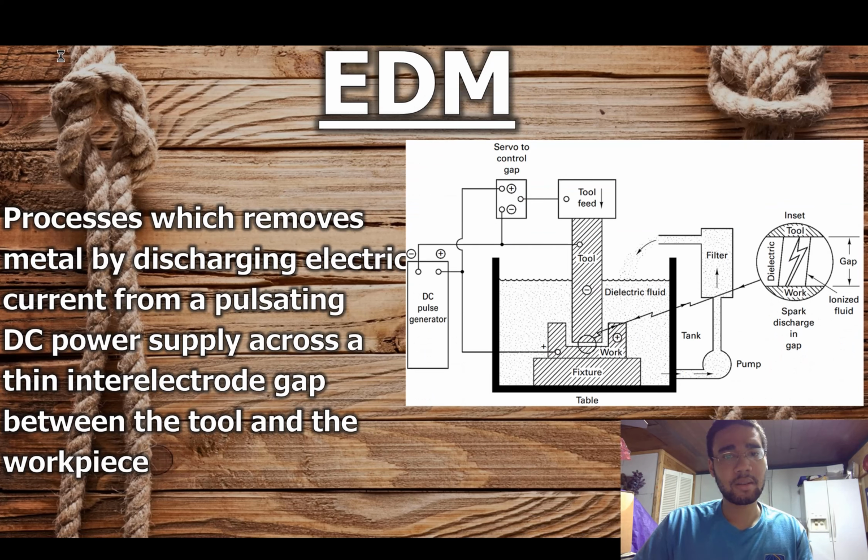So what is EDM? EDM is a process which removes metal by discharging electric current from a pulsating DC power supply across a thin inter-electrode gap between the tool and the workpiece. And this figure on the right paints a pretty good picture of that. Here you've got the DC pulse generator. Here you've got the tool, which is the negative portion of the circuit. Right here you have your workpiece, which is the positive end of the circuit. And right here, in an auxiliary view, you can see the dielectric gap.